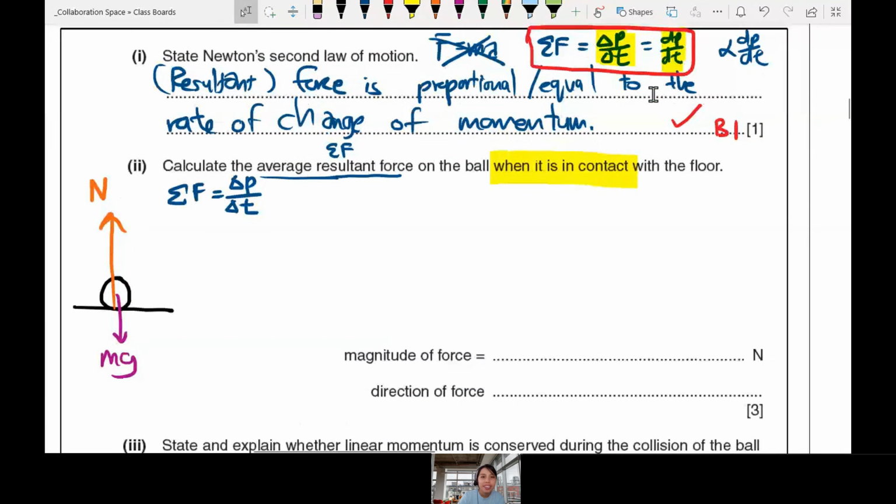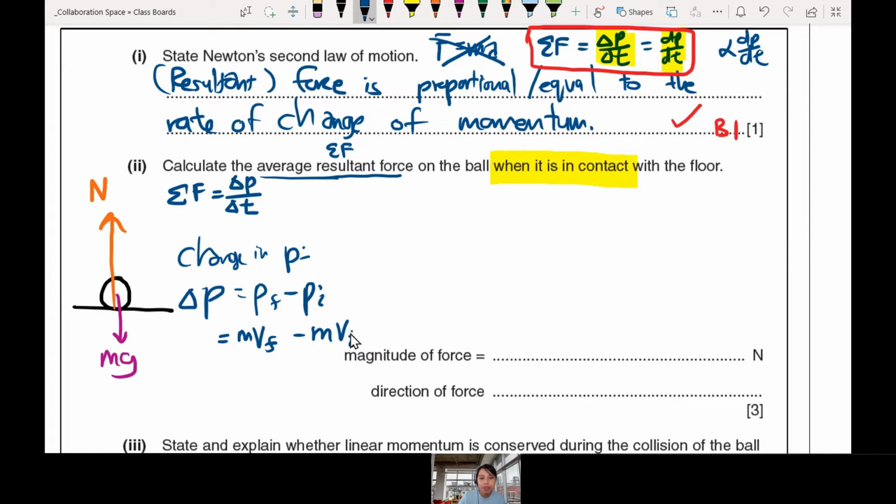We can say change in momentum. Okay, we find that first. Change in p, delta p, we say final minus initial. What's momentum? Mass times velocity. Okay, so this will equal to mass of the ball times final velocity minus mass of the ball times initial velocity. I think the mass is the same. We can factorize out. Final minus initial velocity, I just put inside here lah.